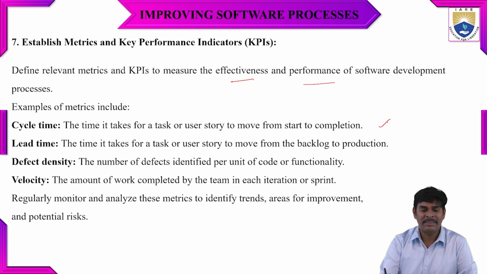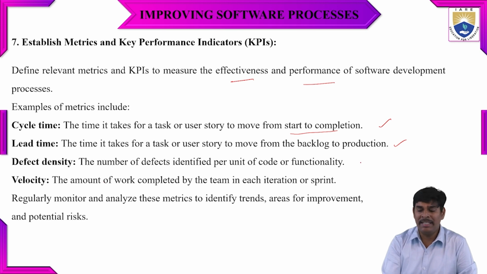The first one is cycle time. What is meant by cycle time? It is the time taken for a task or user story to move from the starting stage to the end stage, or we can call it the completion of the task. And the next one is lead time. Lead time is nothing but the time for a task or user story to move from the backlog to production, from the beginning to the production stage.